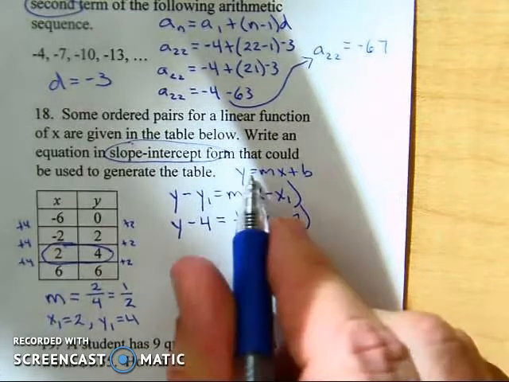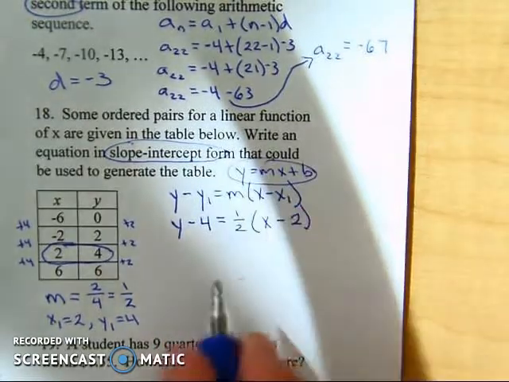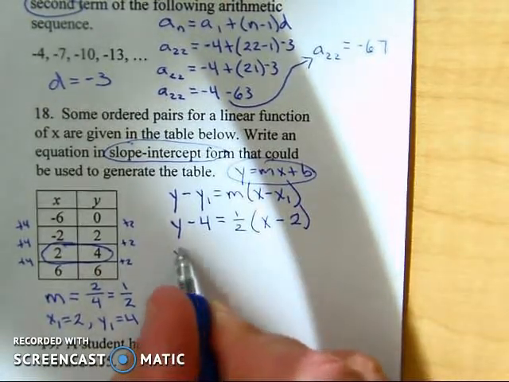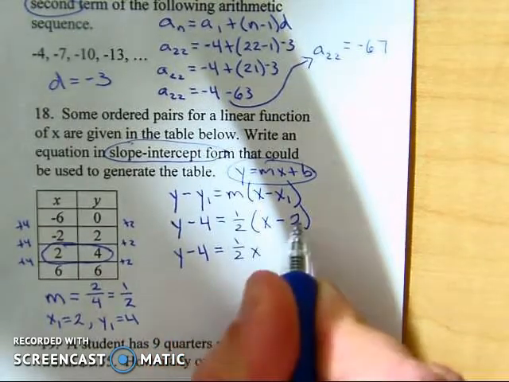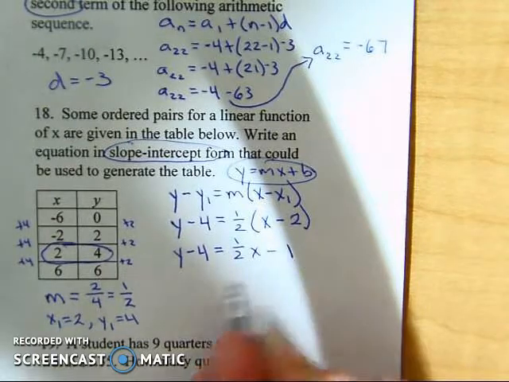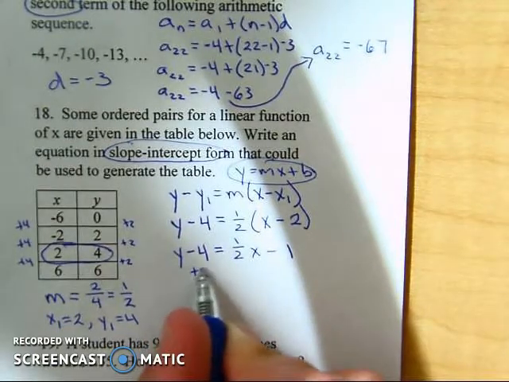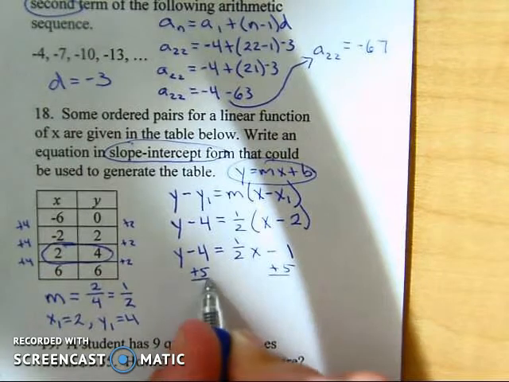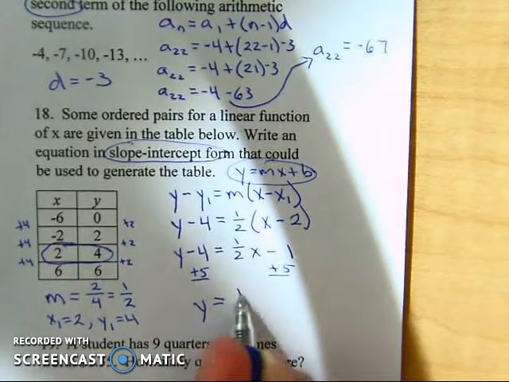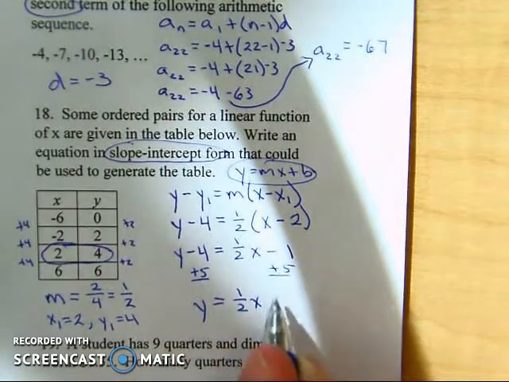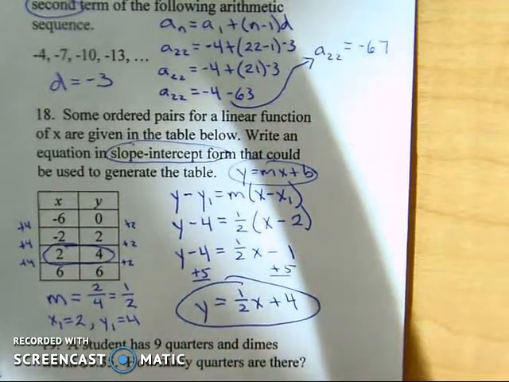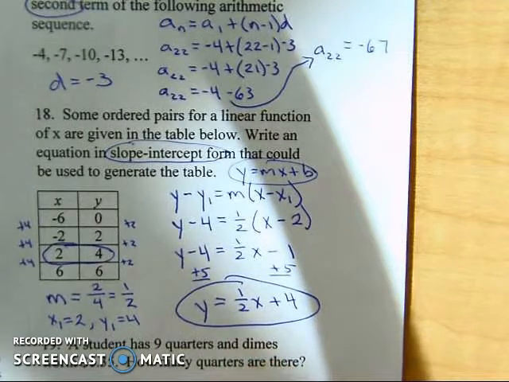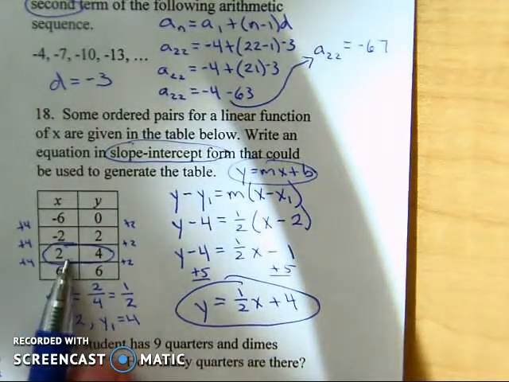Okay, now I want it in this form right here, so distribute y minus 4, and on the other side 1/2 x, and 1/2 times 2 is just going to be minus 1, and then add 5 to both sides, and I will be all set. So y is equal to 1/2 x, and then plus 4.